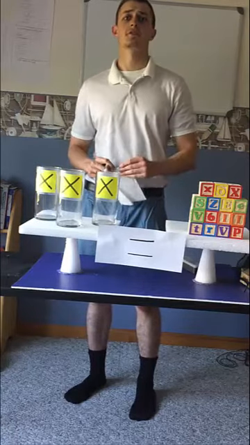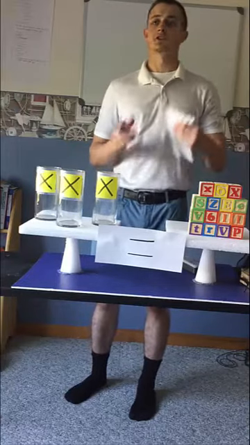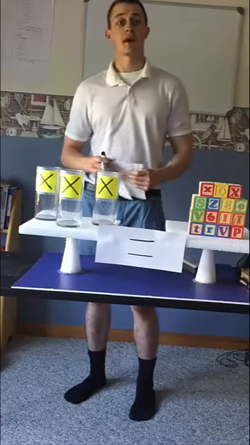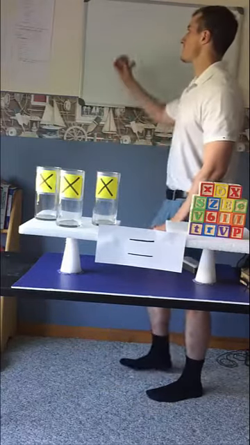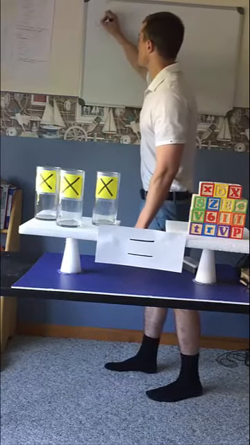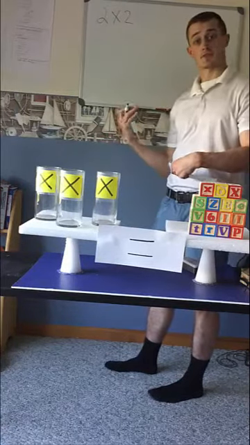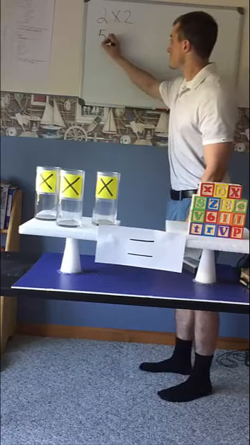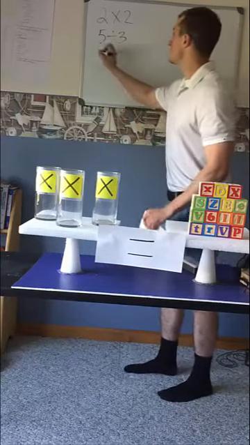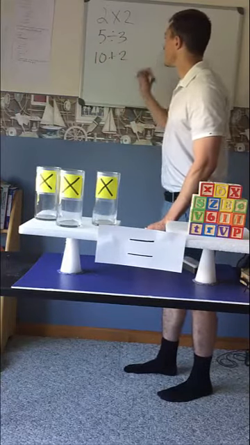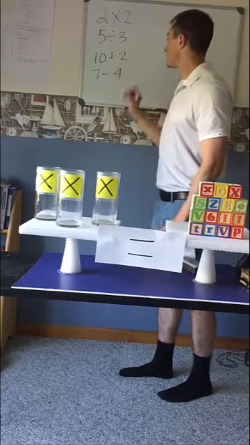So first thing I want to do is recap what you guys know and what you guys have studied recently in your previous math classes. And basically what you guys should have covered were the four basic operations of mathematics. You've got multiplication, which would be something like 2 times 2. You have division, which might be 5 divided by 3. You have addition, 10 plus 2. And you've got subtraction, say 7 minus 4.